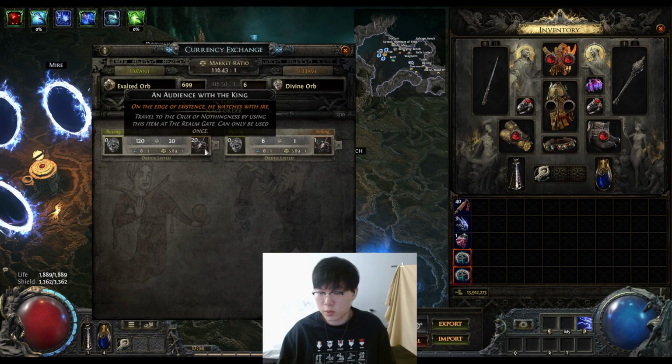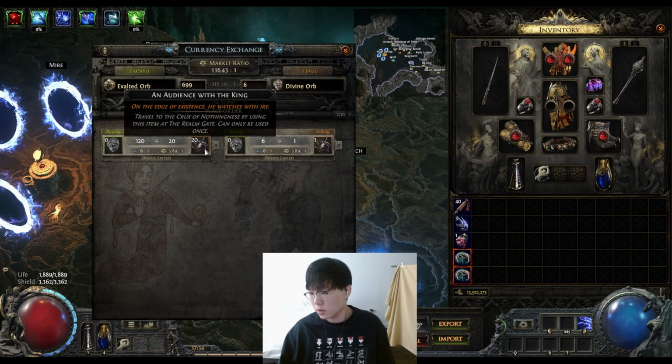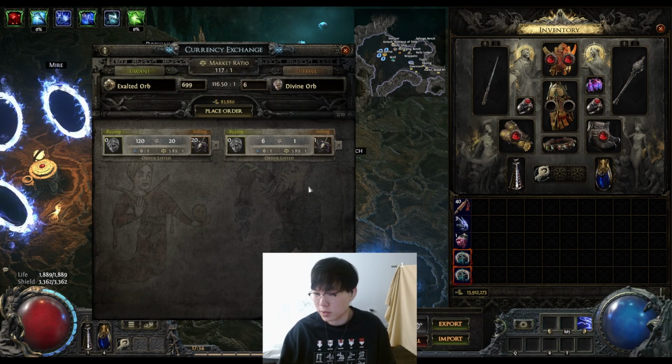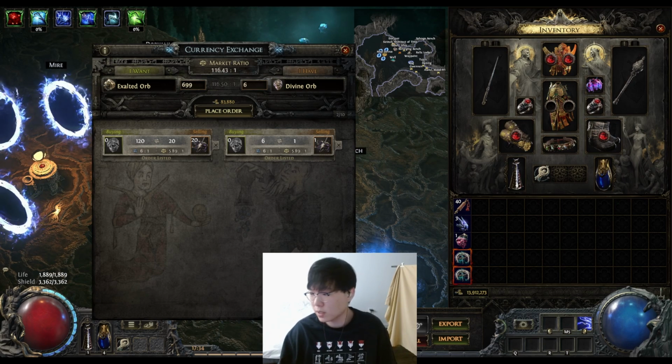Also, of course, Audience with the Kings are not cheap, so you cannot scale this super easily. However, if you follow my ritual guide, you'll easily farm these and you'll be able to rack up more and more currency to afford more and more and therefore make more passively.